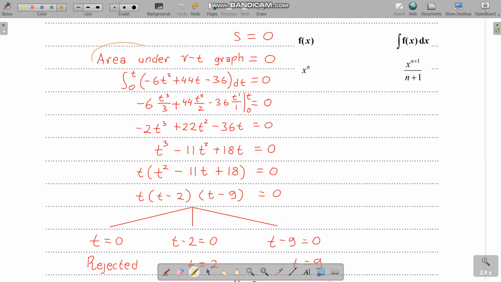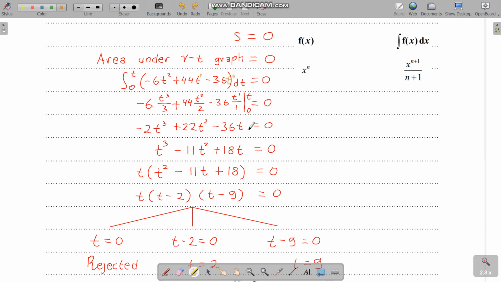s is the area under the graph. Area is the integral. So the integral from 0 to t of the function dt. This is the rule for integration. So we rewrite the coefficient. The t squared becomes t cubed over 3 using this, and this is t to the power of 1, so it becomes t squared over 2, and this is actually t to the power of 0, so it becomes t to the power of 1 over 1.